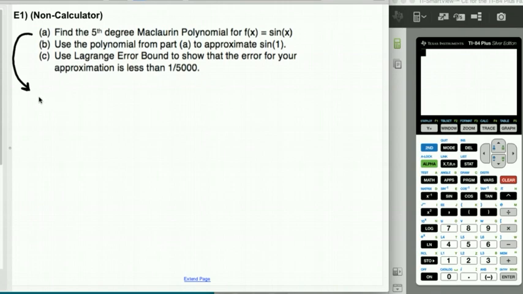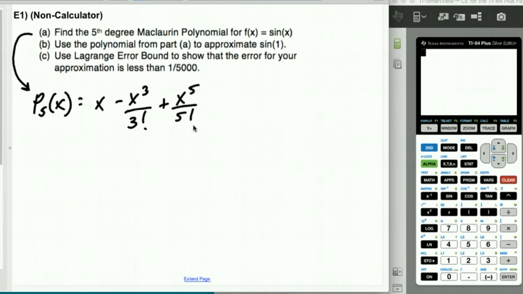It is absolutely fine for you to know what this is from memory. In fact, I'd recommend it, right? So it's better if you can do this without having to do any actual work. You don't have to show work to find that Taylor polynomial. It's great if you memorize the series and you can just use it.